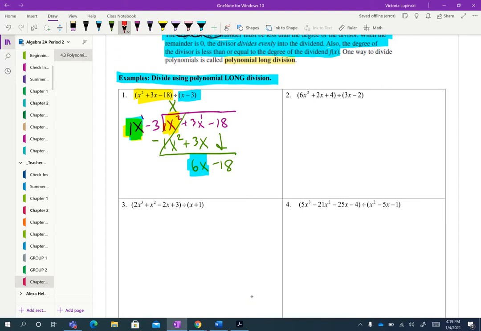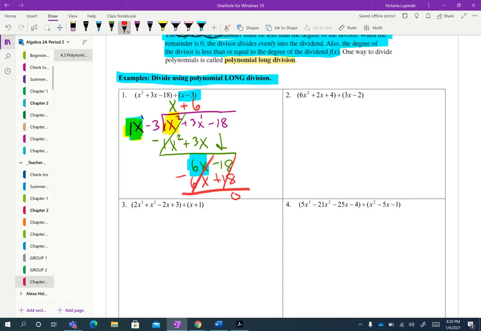So you're going to go ahead and put plus 6 up top. You're then going to multiply that 6 by each value of the divisor. So that's going to give you a positive 6x and a negative 18. Then again, remember my trick. When you draw the line, you change the signs. So positive 6x minus 6x cancels out to be 0. Negative 18 plus 18 cancels out to be 0, which means all you're left with is a 0. Remember, that is the remainder.